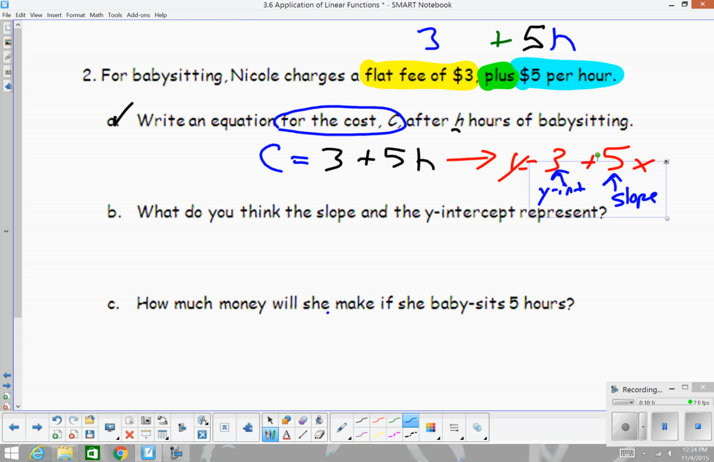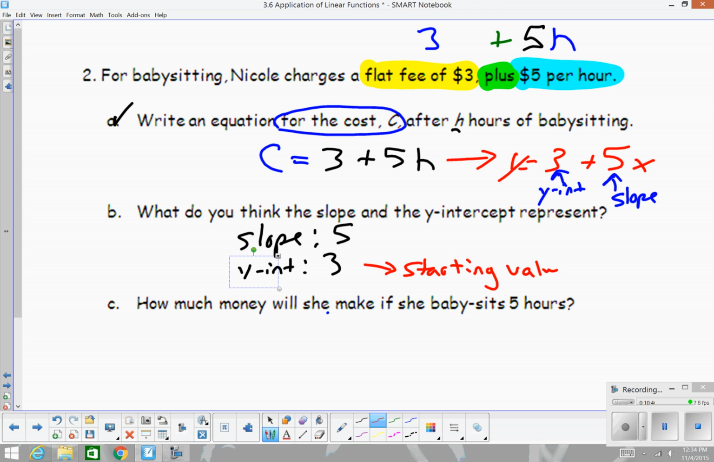So the question just asked me, what is the slope? What is the y-intercept? In this case, my slope is going to be what's changing. What's happening per hour? It's going to be 5. And what's the y-intercept? It's going to be 3. If you're talking about words, the 3 is the starting value, the initial value, and the $5 is per hour, or rate of change. Remember ROC?